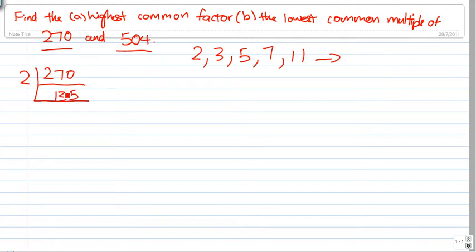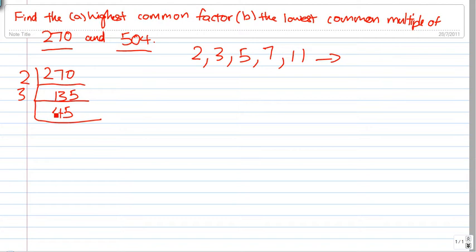135, can it be divided by 2? Nope. So 135 you divide it by 3, you get 45. Can 45 be divided by 3? So you go up the scale of prime numbers. So you try 2, if 2 cannot, you try 3, if 3 can't, you do it with 5, if 5 can't, you do it with 7, so on and so forth, until you get a 1.